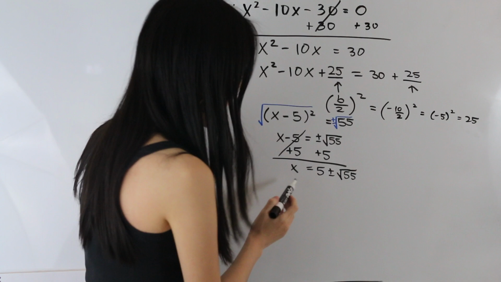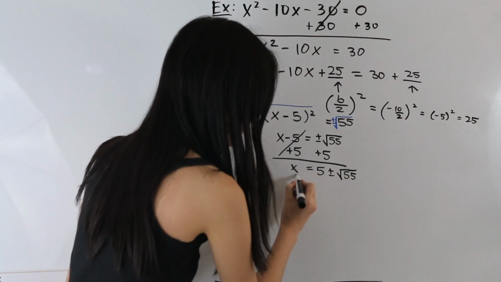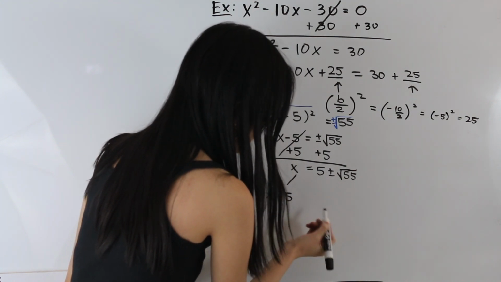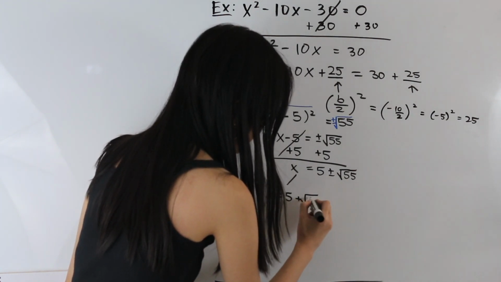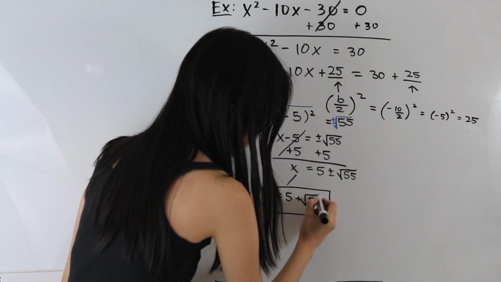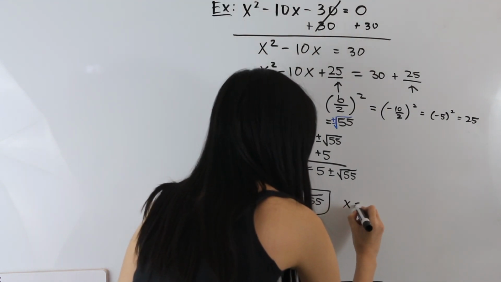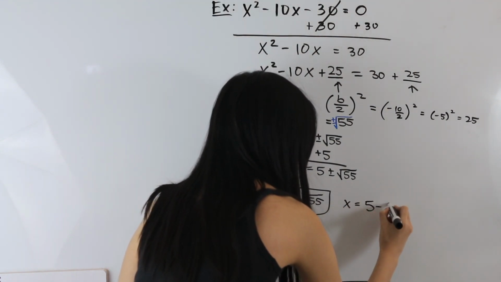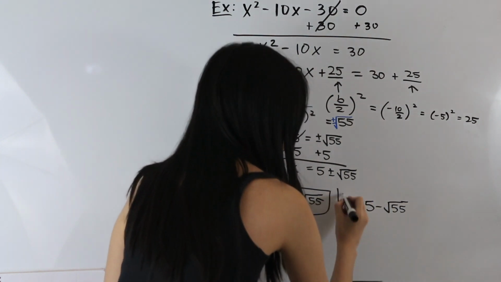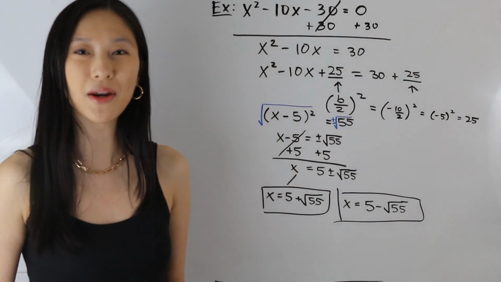So here we have x is equal to 5 plus or minus the square root of 55, and we can separate these into the two roots. We have x is equal to 5 plus the square root of 55, and we have x is equal to 5 minus the square root of 55. Those are our roots. Let's take a look at one more example.